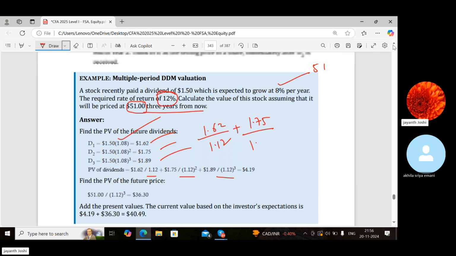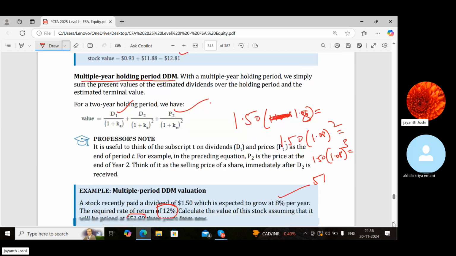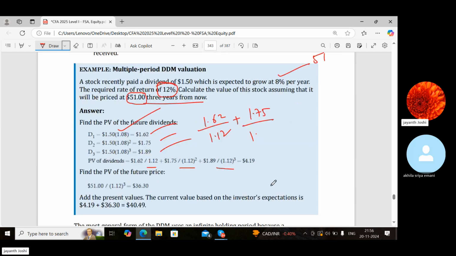Okay, we can do this in this way also. I'll just write down everything. 1.50 into 1.08 divided by 1.12 discount factor, plus 1.50 into 1.08 whole square.